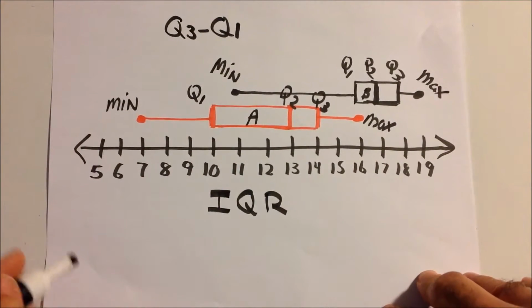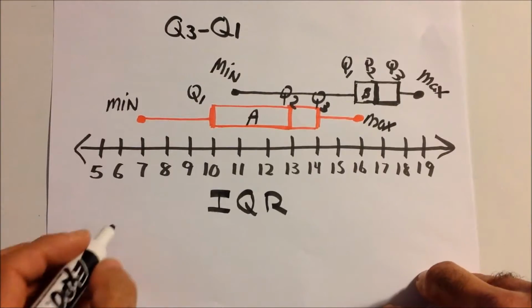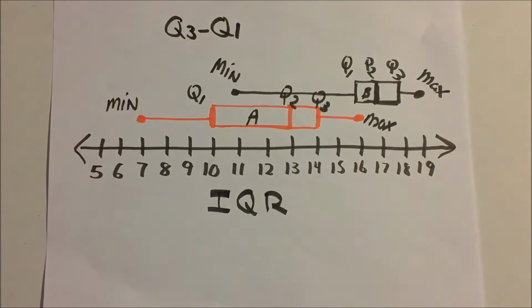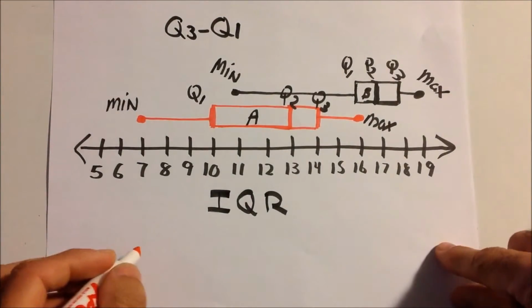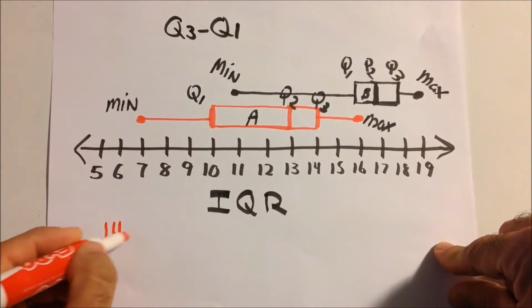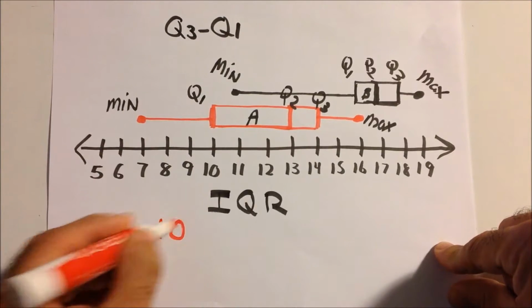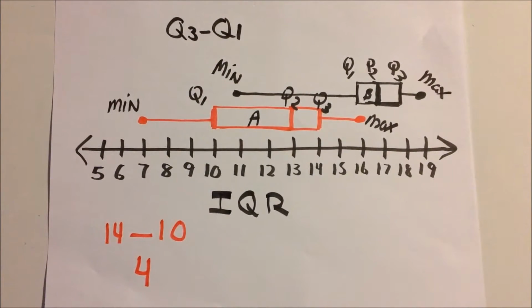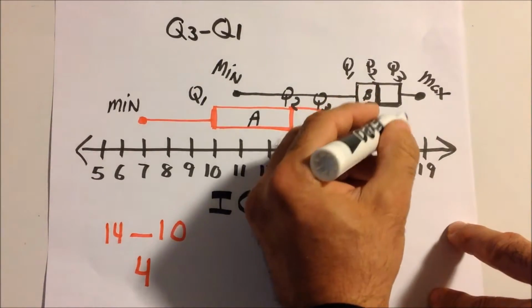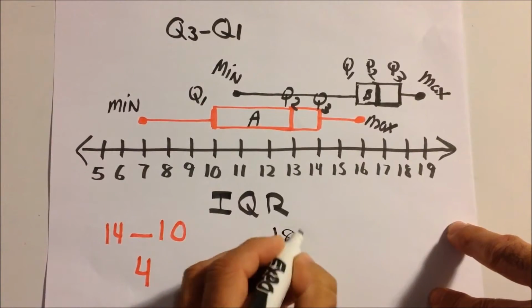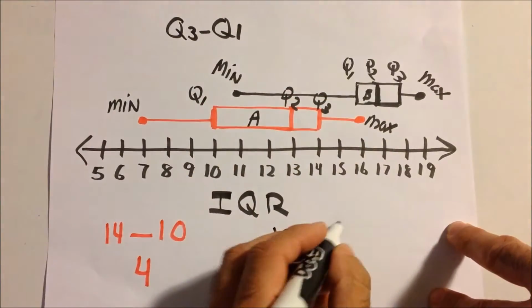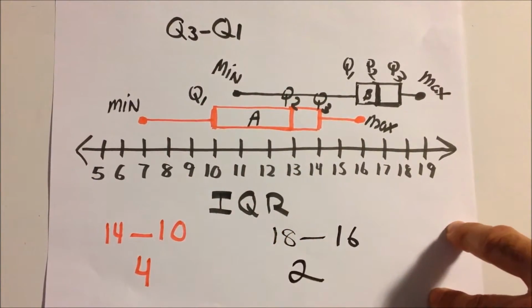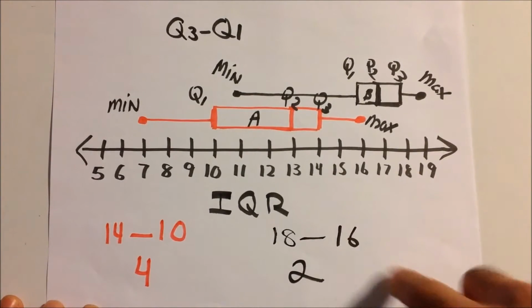But let's check. Let's check the red one. So for the red one, I should use a red pen. Right? For the red one, we have Q3 is 14. So we're going to have 14 minus Q1, which is 10. So the IQR for the red is 4. Now for the black, B, we have the Q3 was 18. And Q1 is 16. So the IQR, the interquartile range for B, or the black one, was 2.